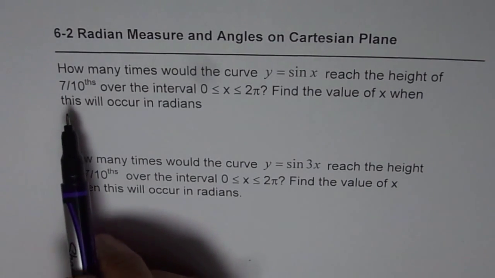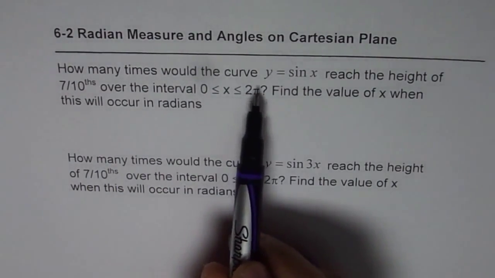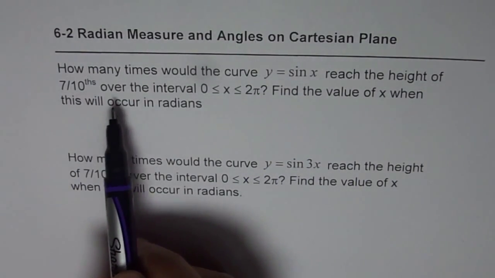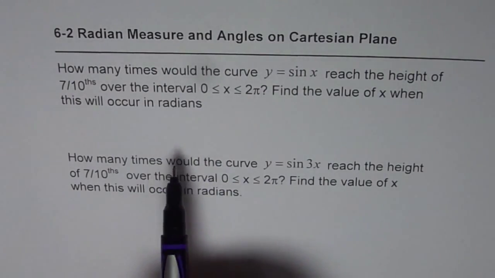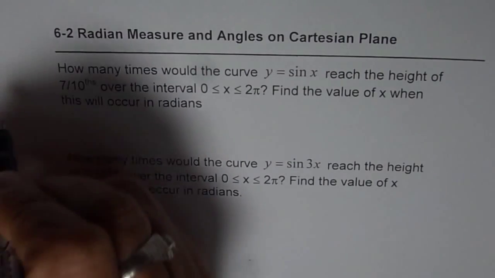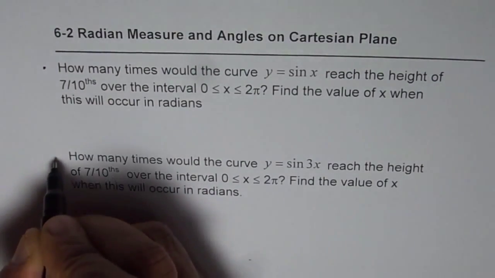The question here is, how many times would the curve y equals sin x reach the height of 7/10 over the interval 0 to 2 pi? Find the value of x when this will occur in radians. Well, this is one part of the question. The second part is similar.